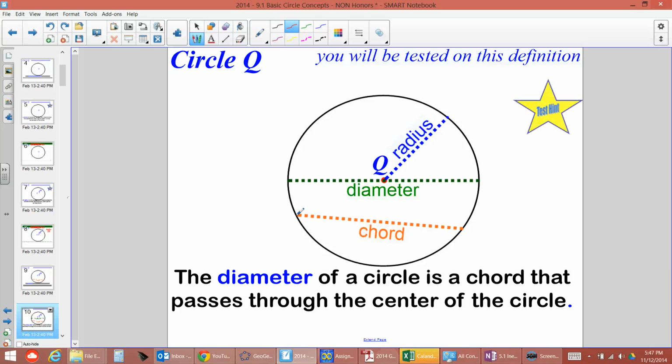And a diameter is a very special kind of chord. So if the chord is moved up until it magically rests right through the middle of the circle, then it becomes a diameter. Now again, notice the diameter, it has to have endpoints on the circle, and it has to go through the middle. So a radius could never be a diameter, because a radius has one endpoint in the center, whereas a diameter has to have both endpoints on the circle.